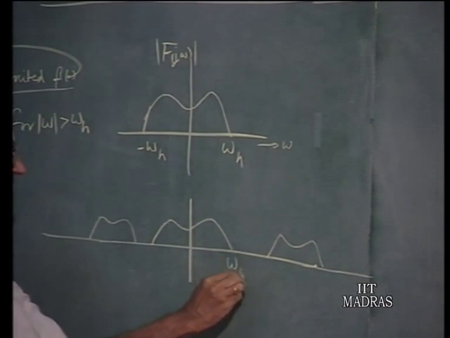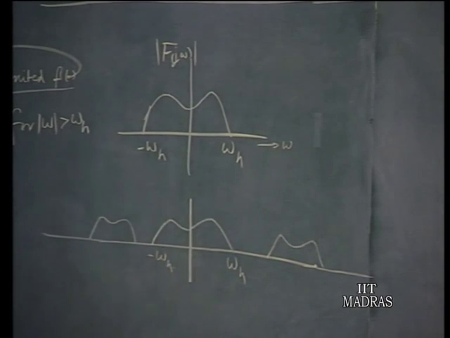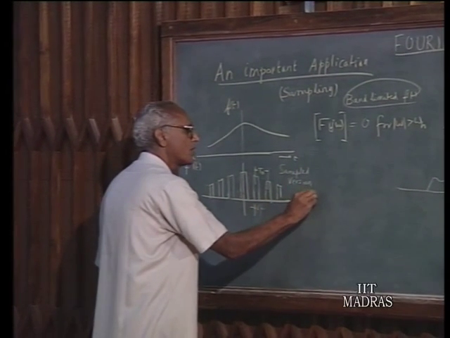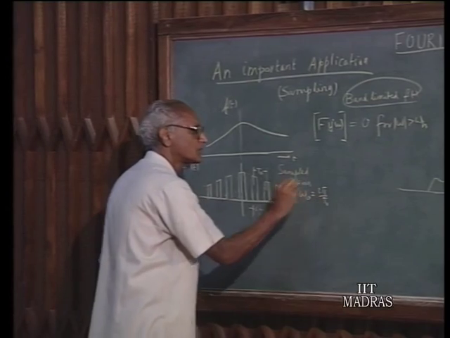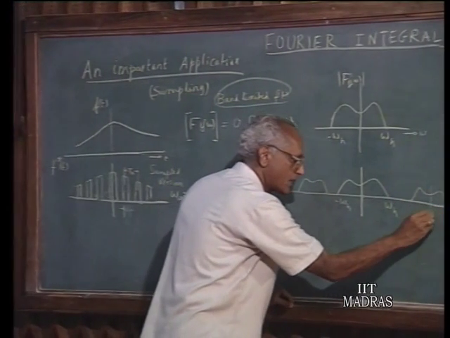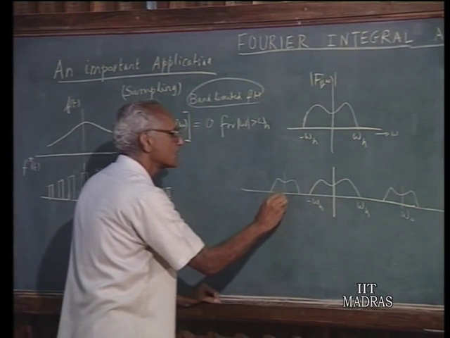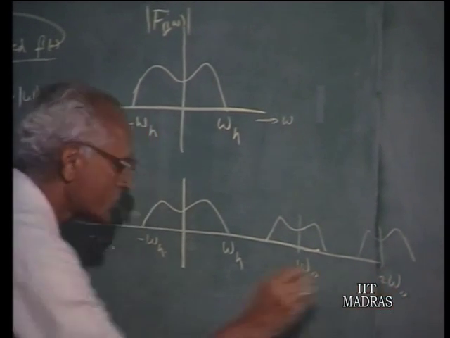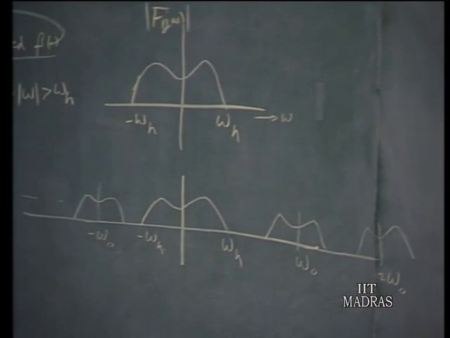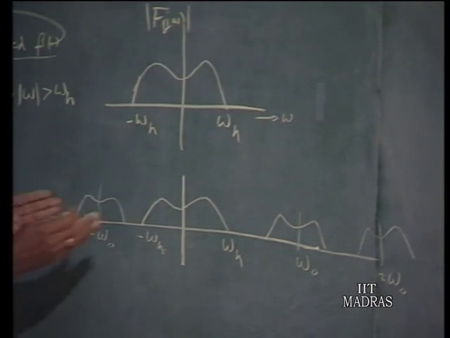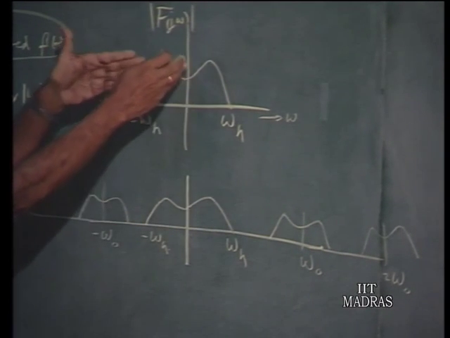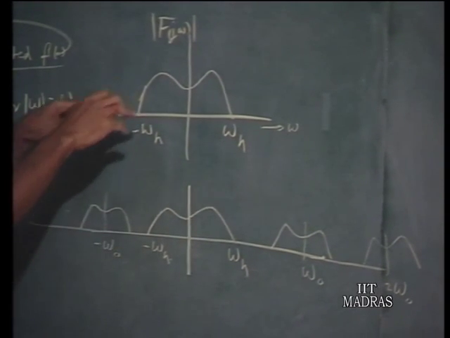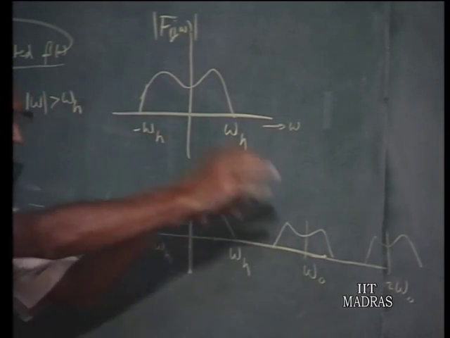If this is omega h, this is minus omega h, and if the sampling period is t naught and let omega naught be the corresponding angular frequency, then the next section is centered around omega naught, this is omega naught, and the other section is repeated at 2 omega naught and so on. So, endlessly it goes in both directions. That means, the sampled version incorporates in it the Fourier transform of the original signal to a reduced scale. Besides, it contains several other reproductions of the same original spectrum at a different scale.